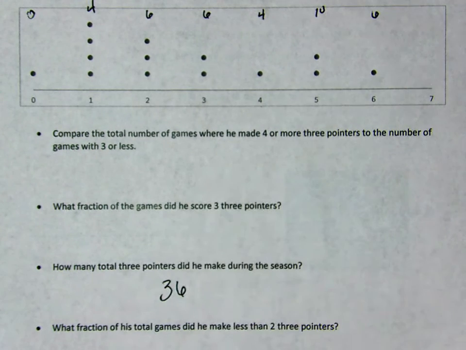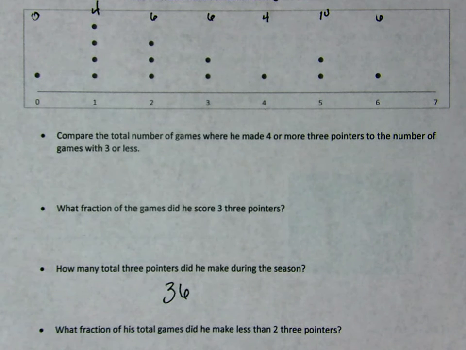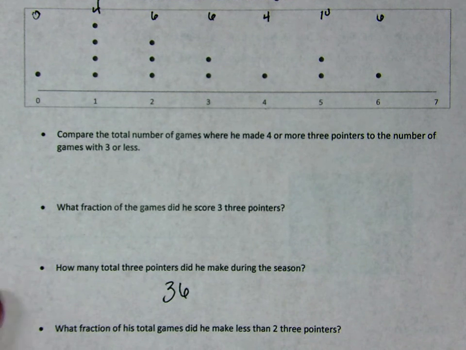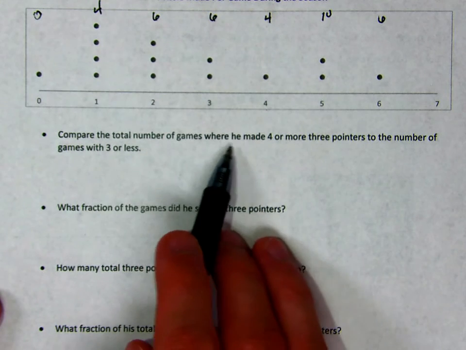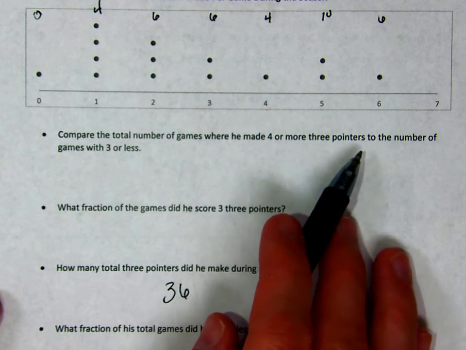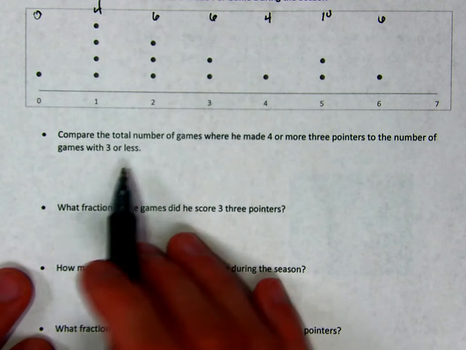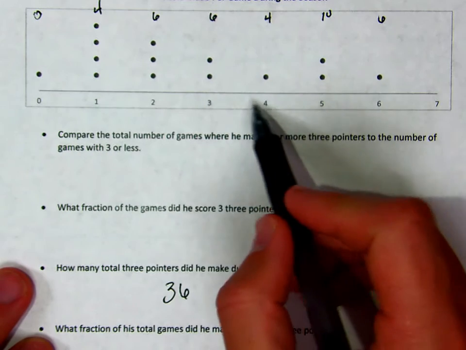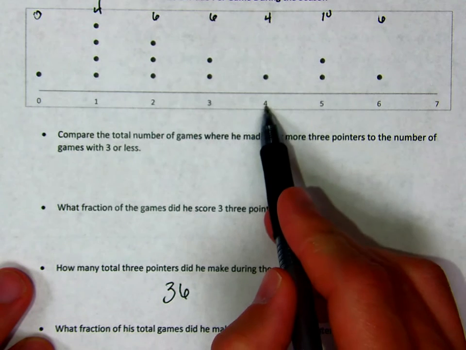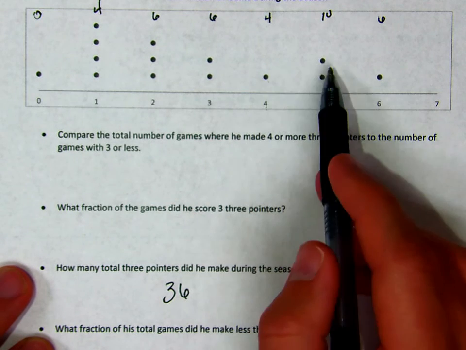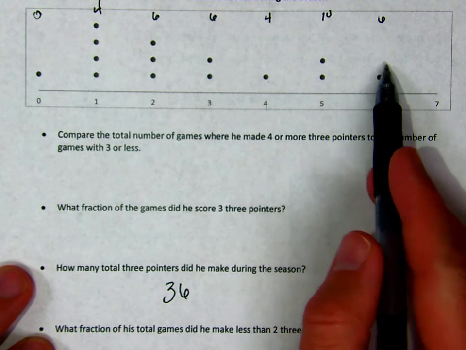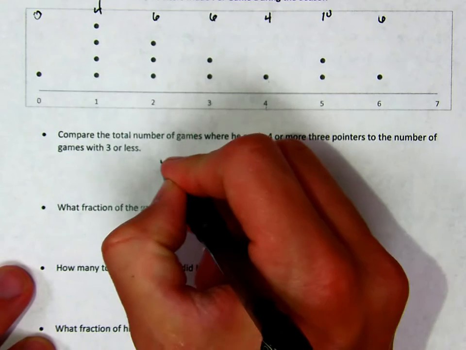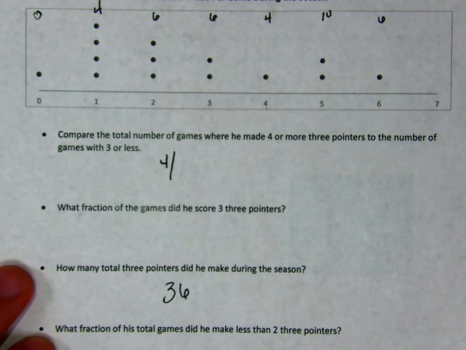Okay, I just want to get that out of the way because I know it kind of sounds confusing, or these dots could be confusing. Okay? Alright, so compare the total number of games where he made 4 or more 3-pointers to the number of games where he made 3 or less. Okay, so let's find the total number of games where he made 4 or more. We've got 1 game here, 2 games here, and 1 game here. So we've got 4 games with 4 or more 3-pointers made.